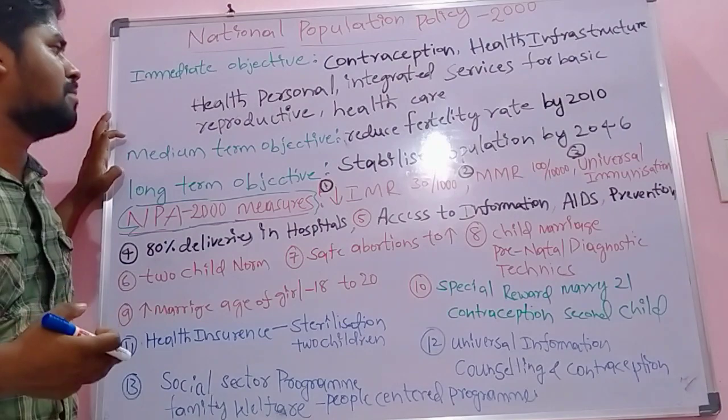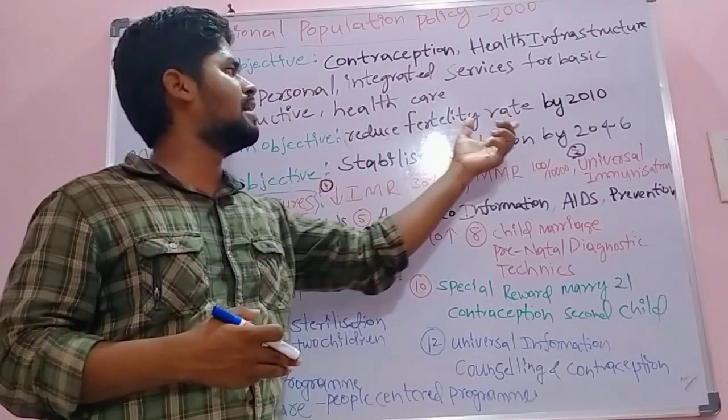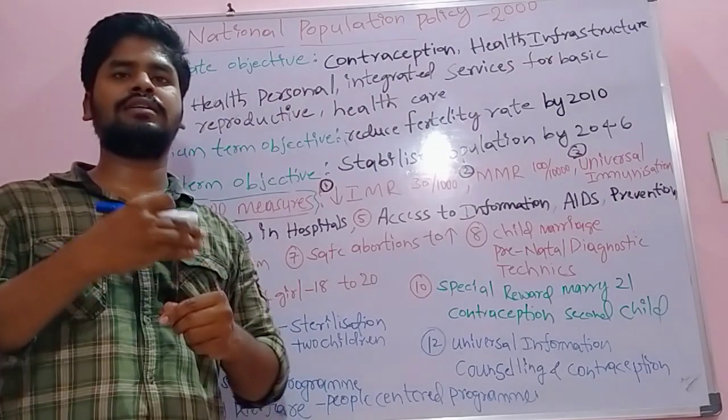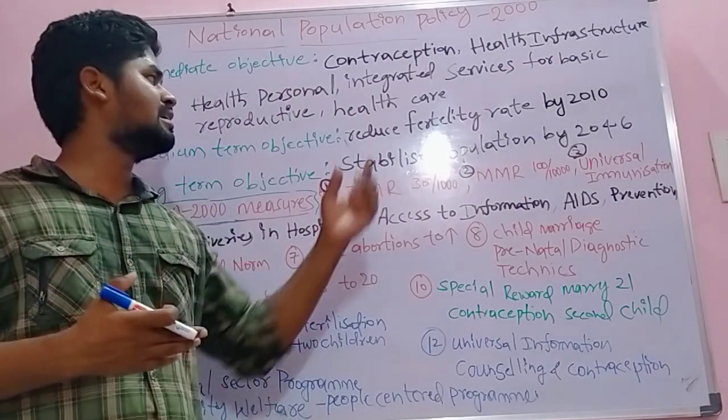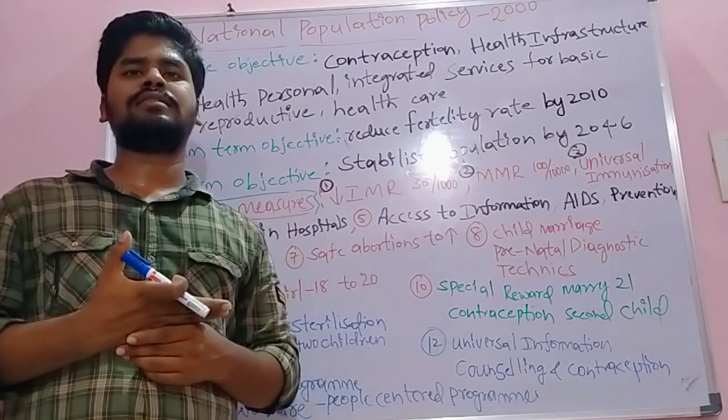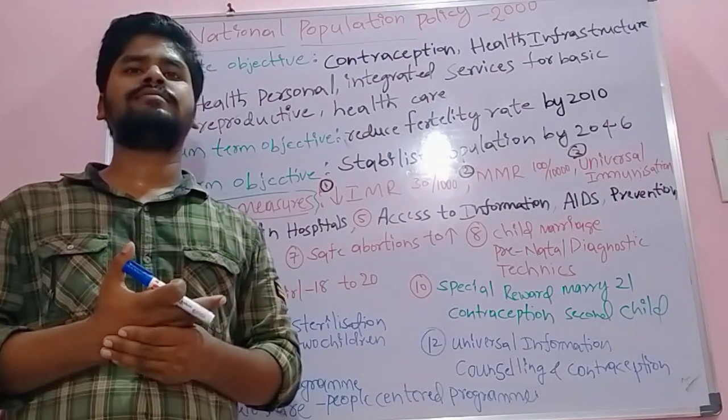What are the medium term objectives? Reduce the fertility rate by 2010. So it has to be replacement. The birth rate, the reproductive age, the fertility rate is very high. Okay, so population is increasing very fast. The growth rate of population is very high.